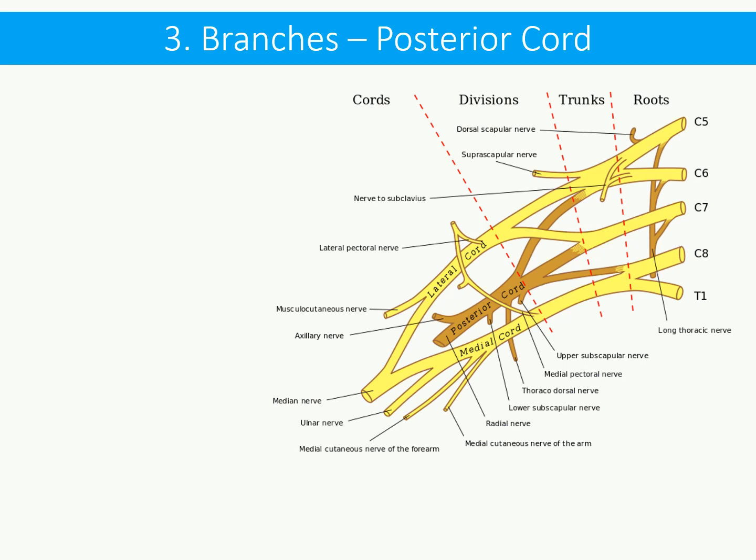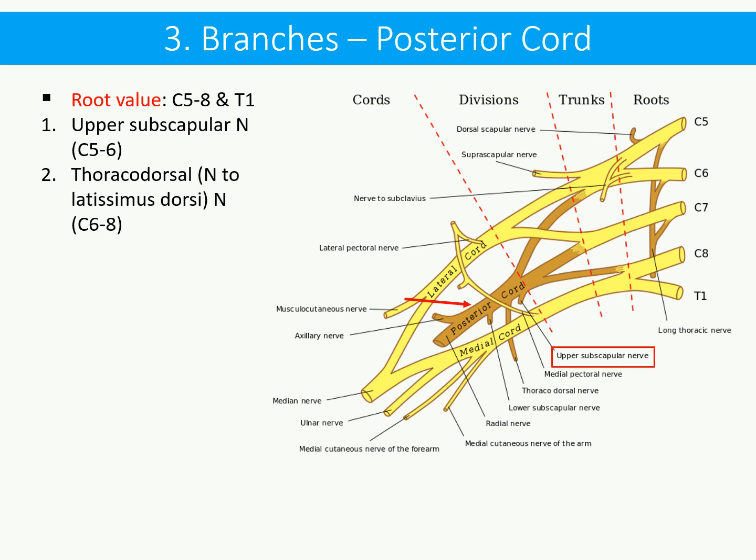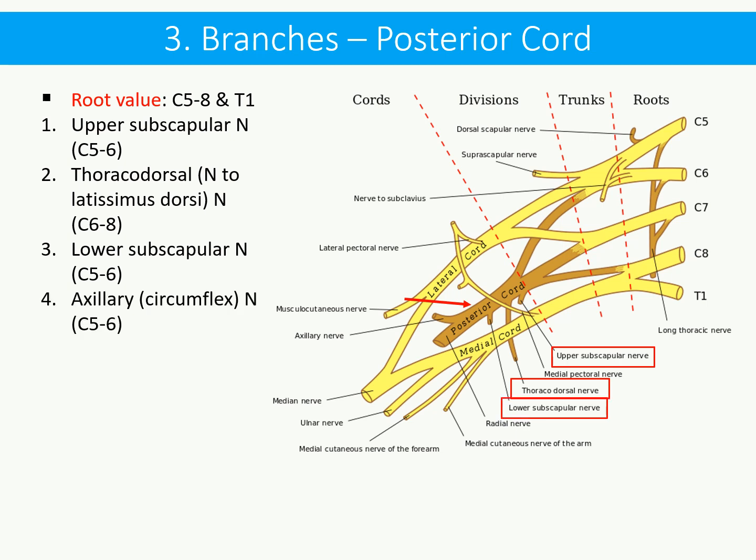Third group is branches from the posterior cord. Posterior cord has got root value C5 to T1 segment. It gives rise to number 1 upper subscapular nerve, number 2 thoracodorsal nerve, number 3 lower subscapular nerve, number 4 axillary nerve, and number 5 radial nerve.